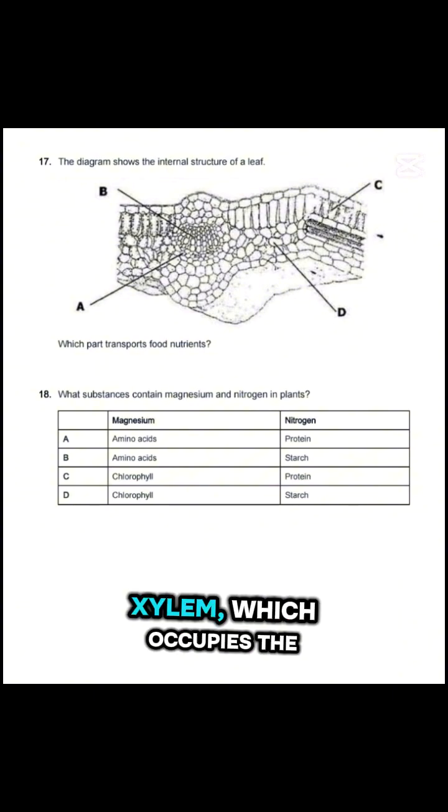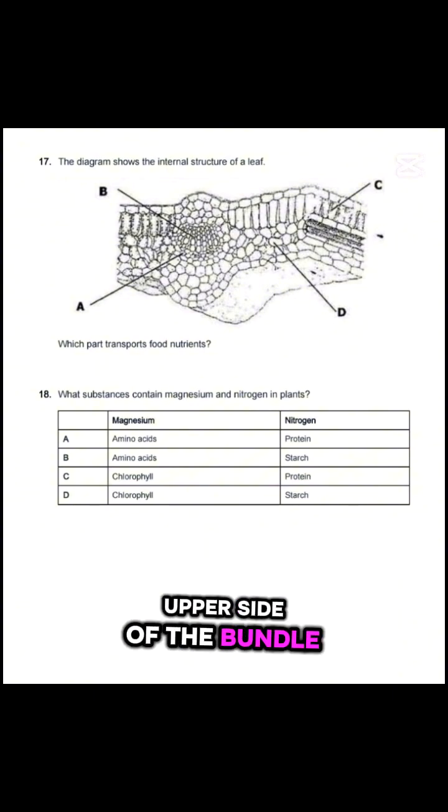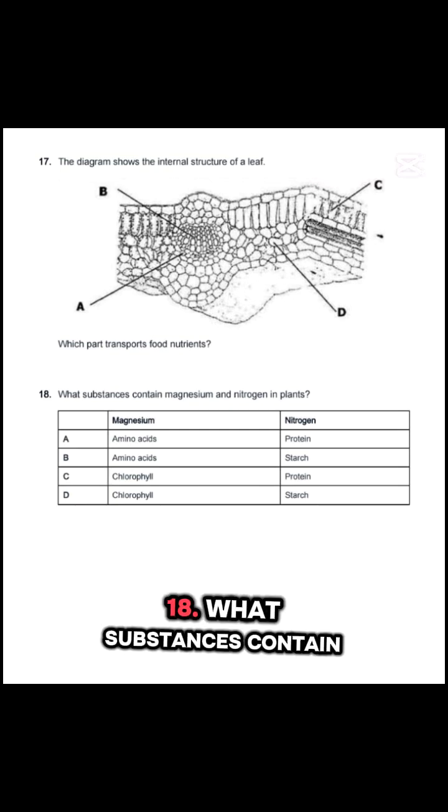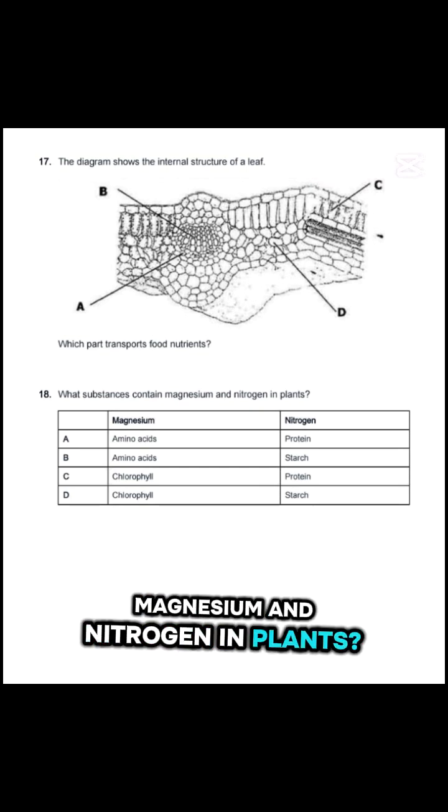B points to the xylem, which occupies the upper side of the bundle and transports water and mineral salts into the leaf. 18. What substances contain magnesium and nitrogen in plants?